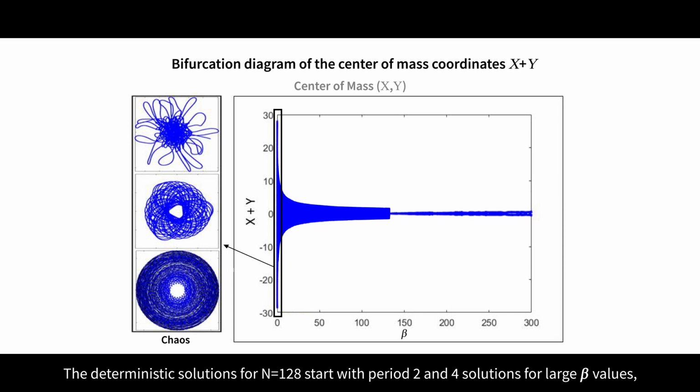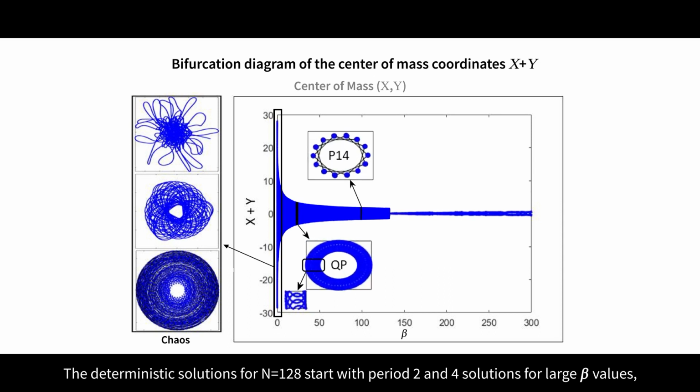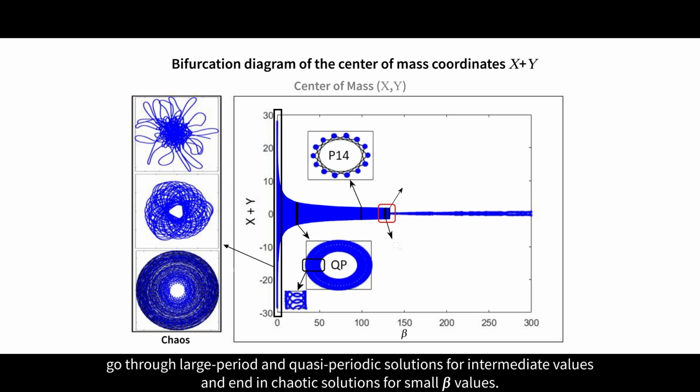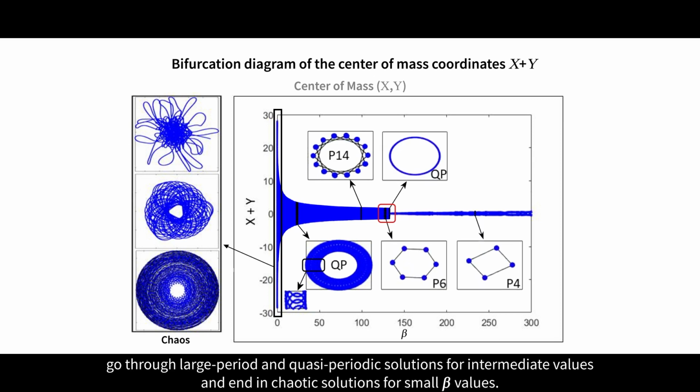The deterministic solutions for n equals 128 start with period 2 and 4 solutions for large beta values, go through large period and quasiperiodic solutions for intermediate values, and end in chaotic solutions for small beta values.